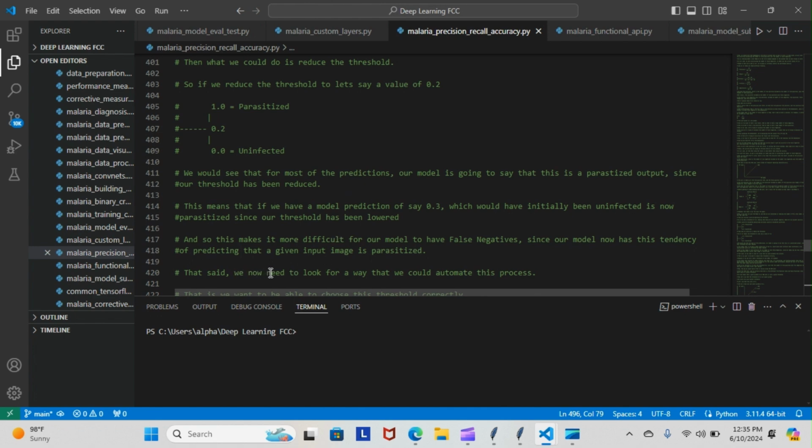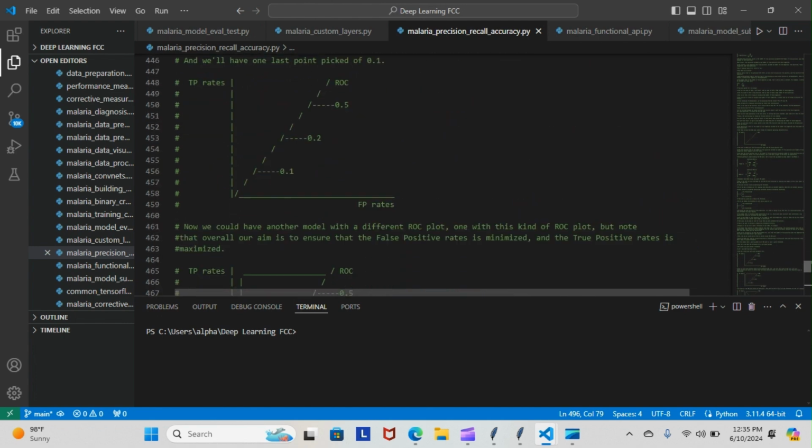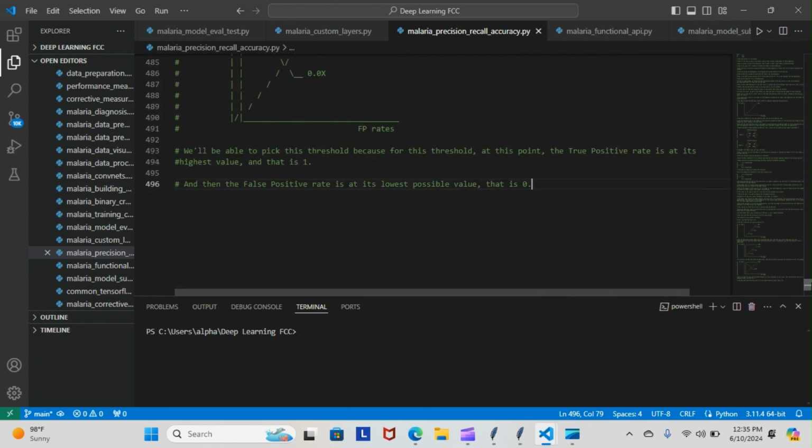That said, we now need to look for a way that we could automate this process. I'm going to leave it there for now. We did take a lot more notes. We did do a lot more graphing. We went over a lot more concepts, but we're going to pick that up tomorrow.